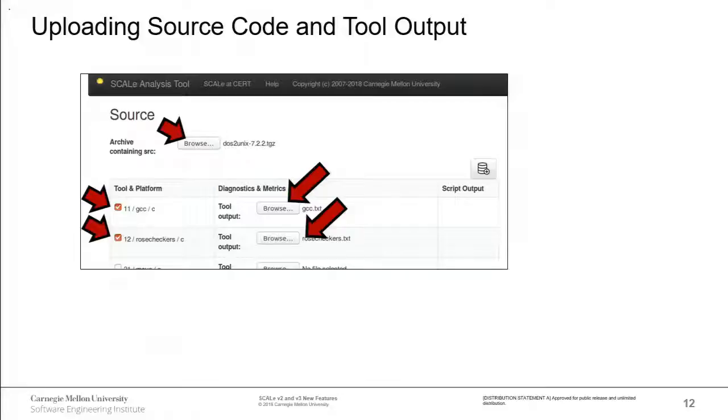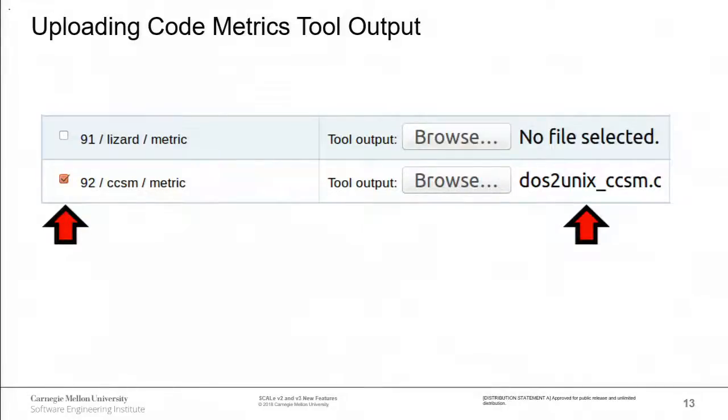And next you upload source code and tool output. You upload source code as a tarball or as a zip file with the arrow on the top. And then the tool output shown in this example is GCC compiler output warnings and the Rose Checker static analysis tool, and you select the files with the output, the raw output, with this interface. And next, you can also upload code metrics tool output from this interface. In this example, the CCSM Clang plugin output is being uploaded.